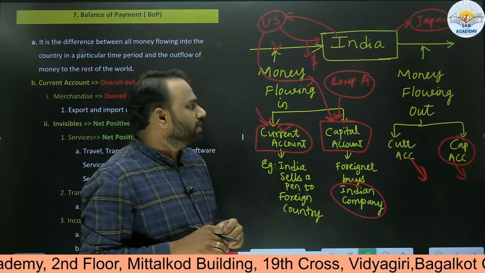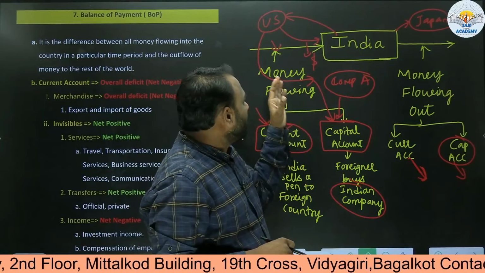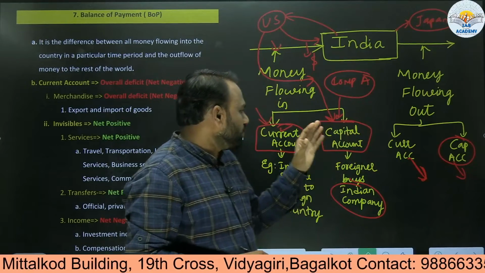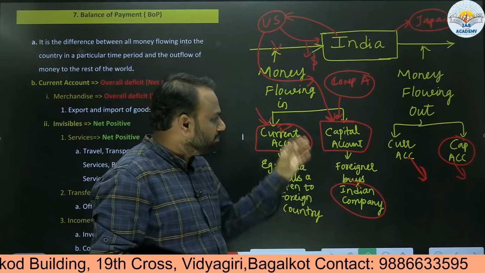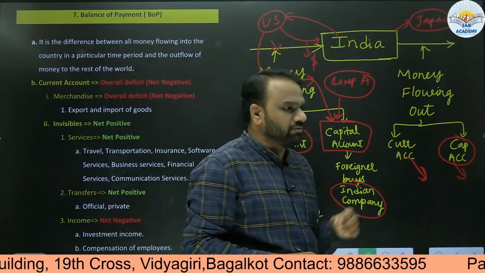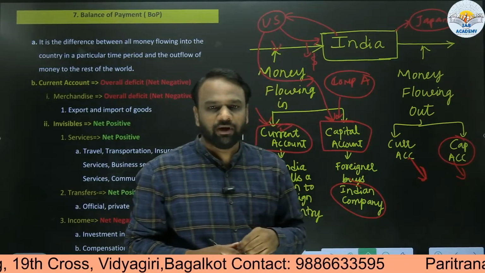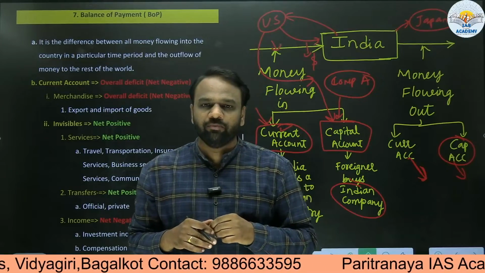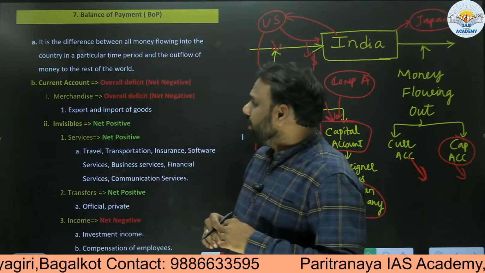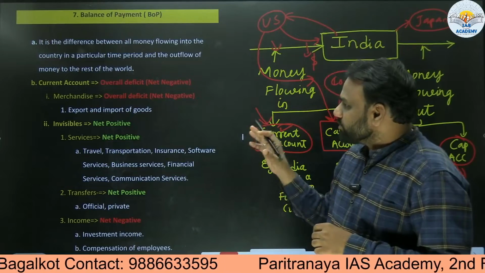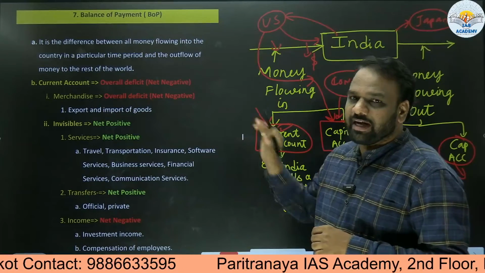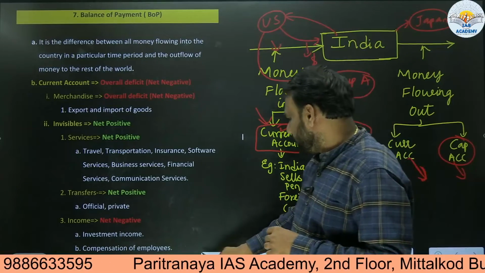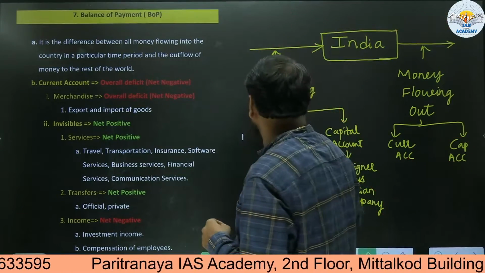Together. So here, this is about money flowing in and money flowing out. So flowing into current account and capital account, flowing out of current account and capital account. So this is called balance of payment. Now next, we shall go specifically into the different accounts, that is current account and capital account. So first we shall go through current account.